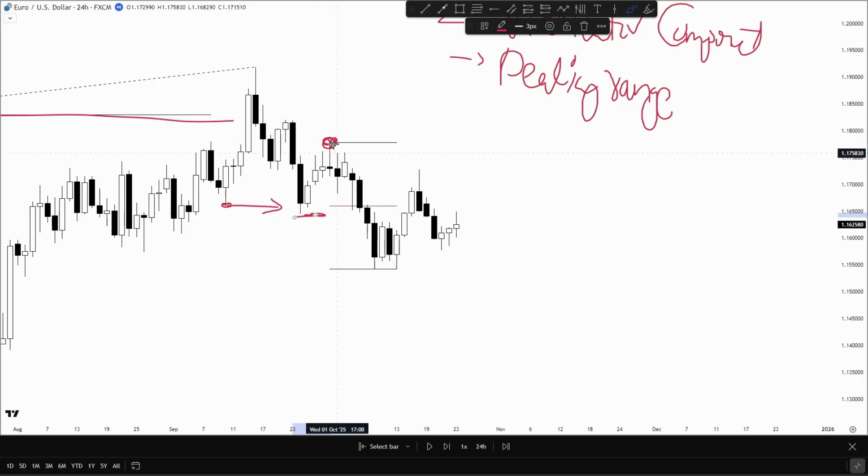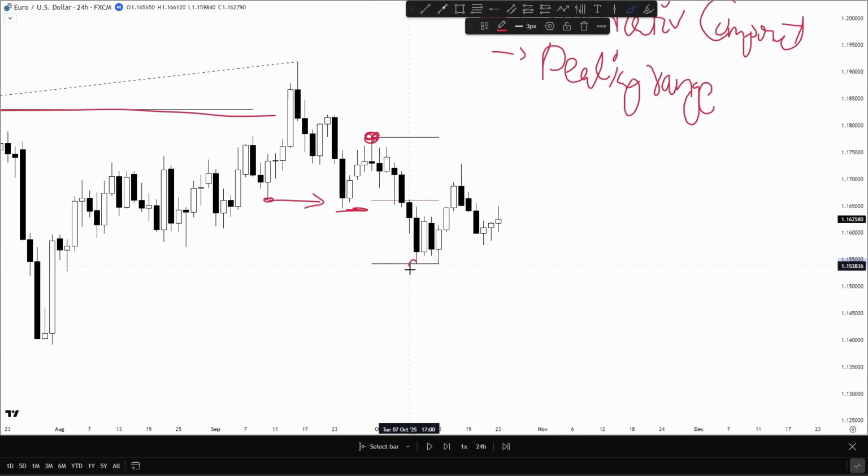Okay, this high led to this low being broken to the downside. So this high in practice became a significant high or a key high. Now obviously in order to define a dealing range, we also need a significant low. Okay, we also need a significant low before we could define a dealing range, right? And the significant low we have in this case is this low.